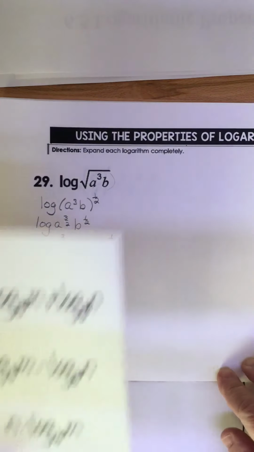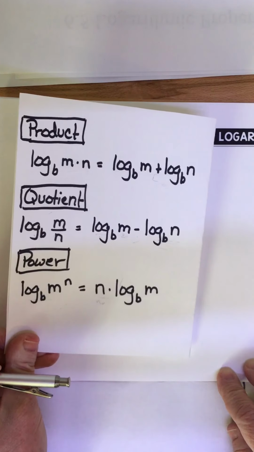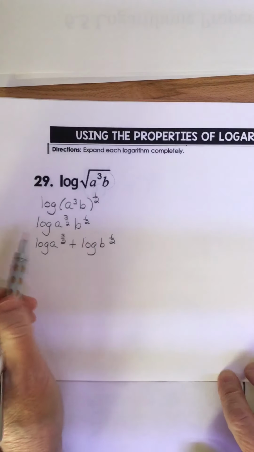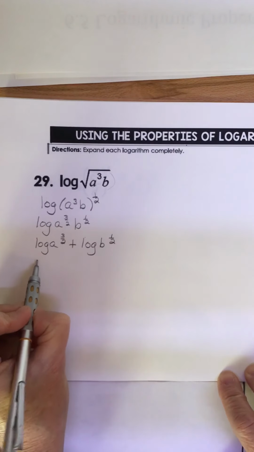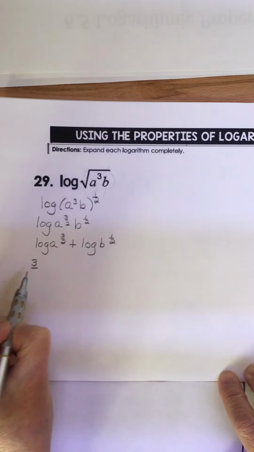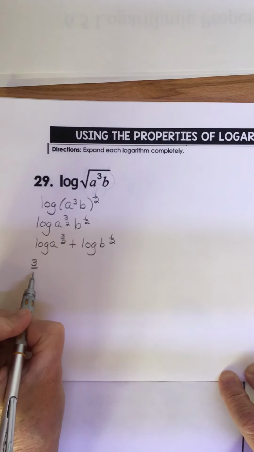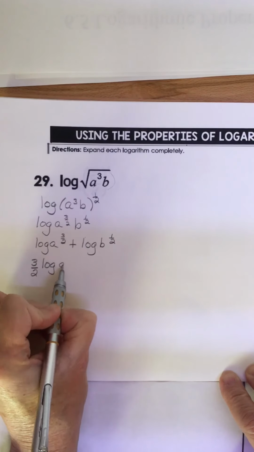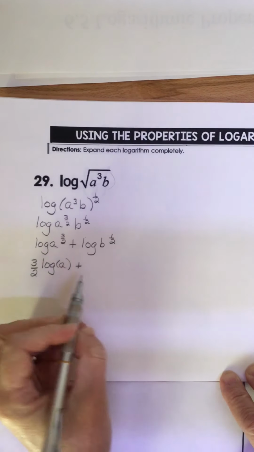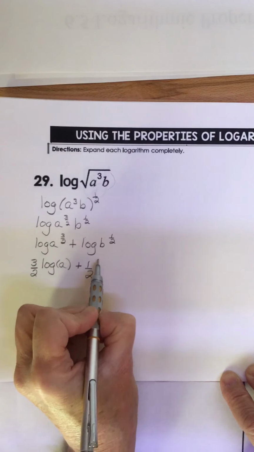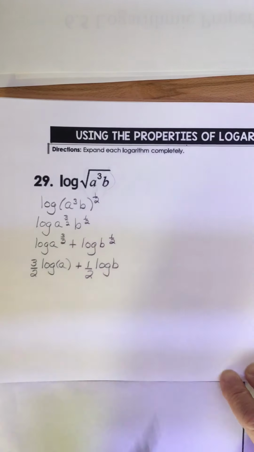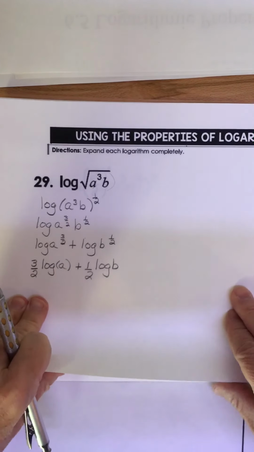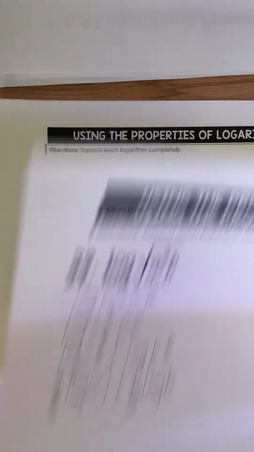Okay. And now I'm going to use the power rule because I've got some exponents. So you notice on expanding, it looks like the power rule is at the very end, but when you condense, the power rule is first. So 3 over 2 log a plus 1/2 log b. So that's all in expanded form.